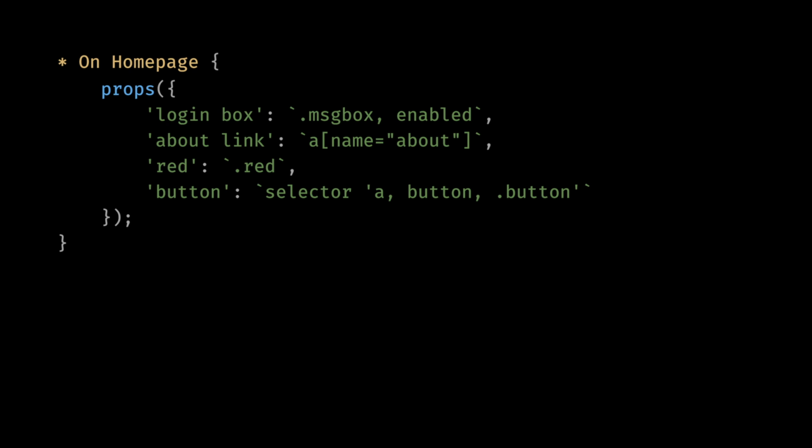Props takes an object, where each key is the prop name and each value is a string, which is either an element finder or a function. To keep things simple, I'm only going to cover the element finder option for now. Once a prop is defined, it remains accessible throughout the rest of the branch until it's explicitly overridden.